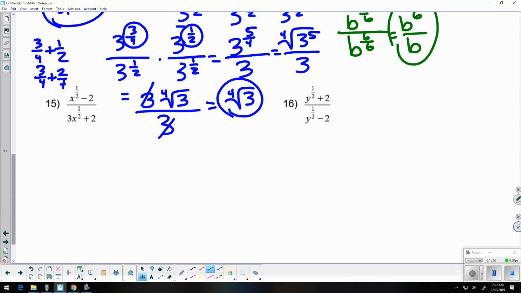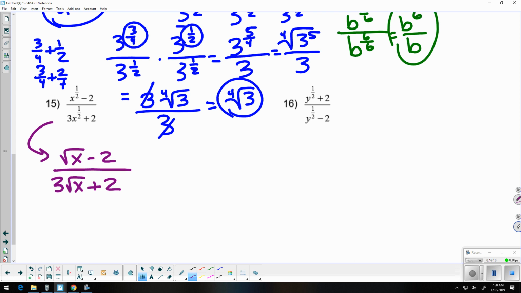Okay, I think it's easier for these last two problems to actually translate this into radical form. So let's translate this. This would be the square root of x minus 2. And then on the bottom, you'd have 3 square root x plus 2. So I think when you see the radical, it helps you to realize what you're going to do.